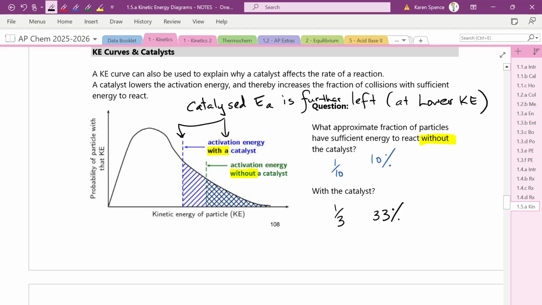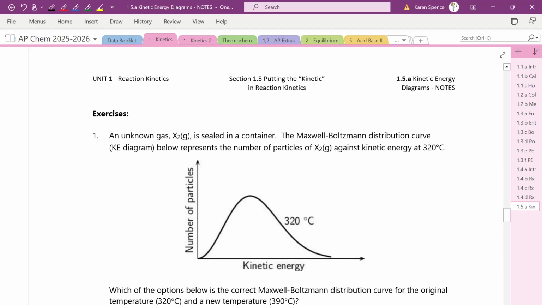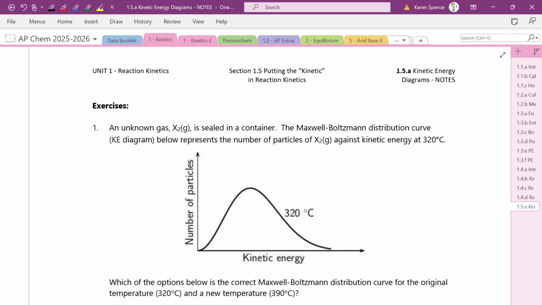So there we are. There's some exercises here. We're not going to spend any time on that, though. We are going to grab our blue books. Before I go on, does anyone have any questions from the review? The reaction rates review.